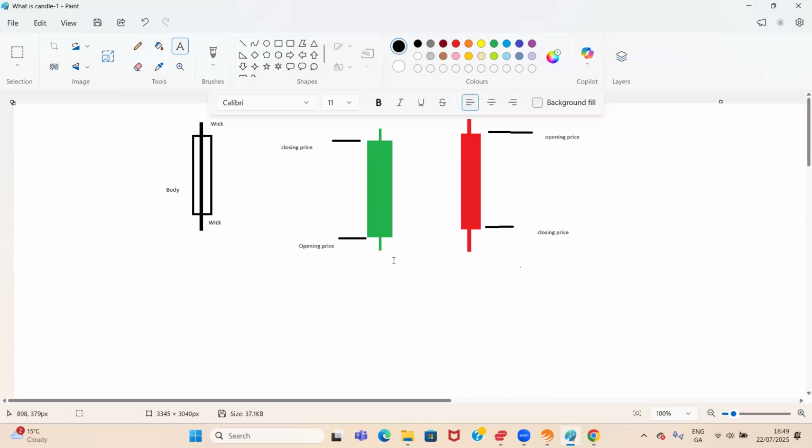Somebody is selling, the other person is buying, right? He's buying the quantities which one seller has sold out, right? And that buying and selling is making these candles.